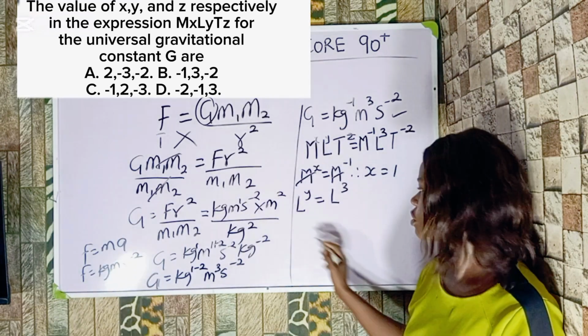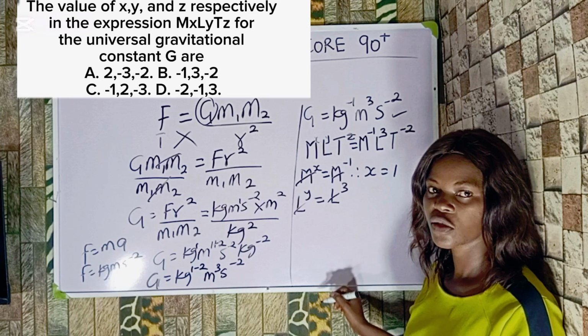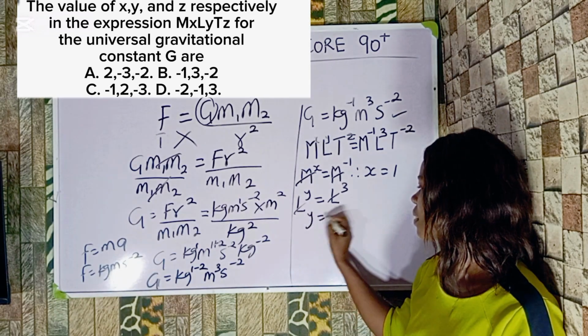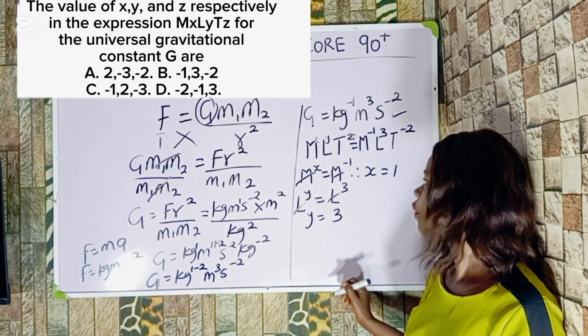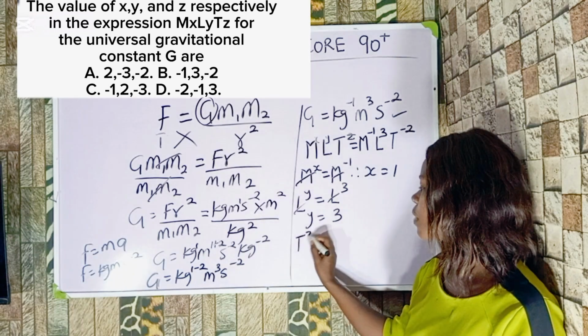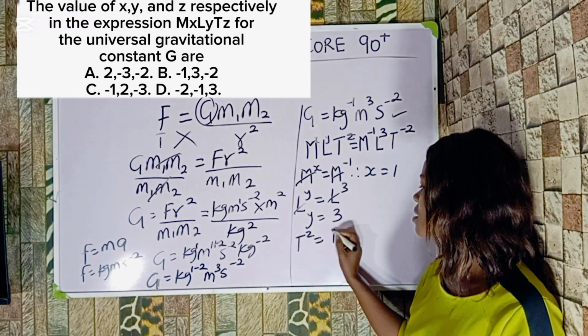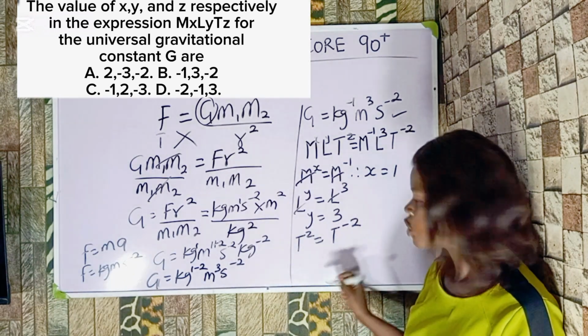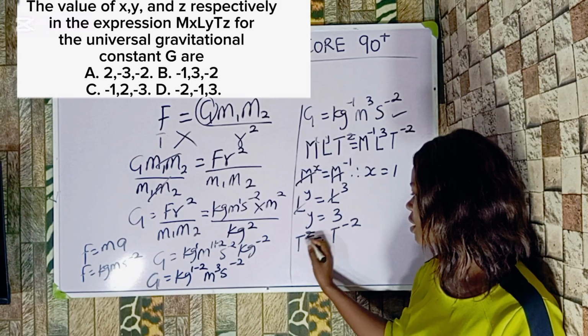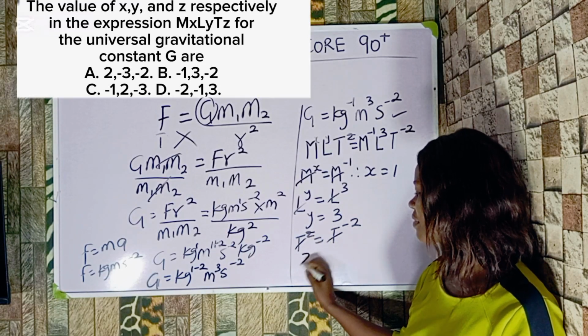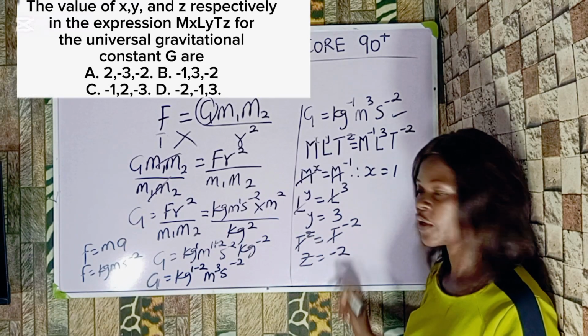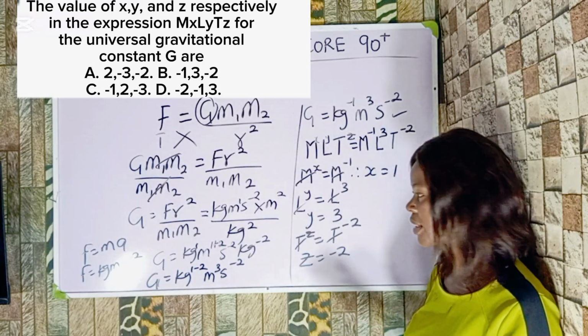Now we have L raised power of y is equals to L raised power of 3. So by the time you cancel this, my y automatically is equals to 3. Okay, so we have T raised power of z is equals to T raised power of minus 2. So this is z, right? Don't get confused. If you cancel out, you have that z is equals to minus 2. Is that clear? It's as simple as that.